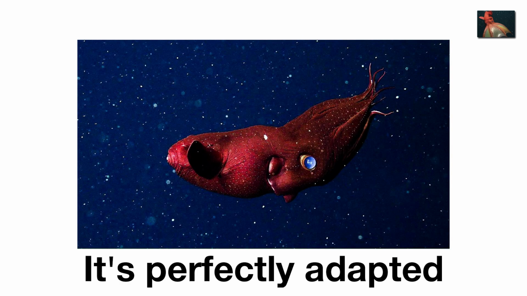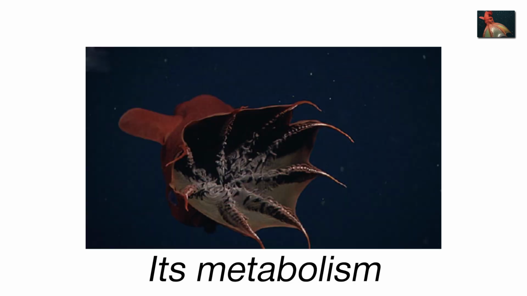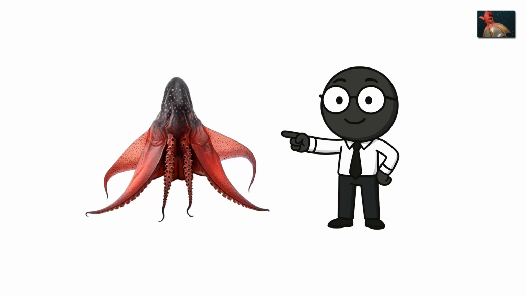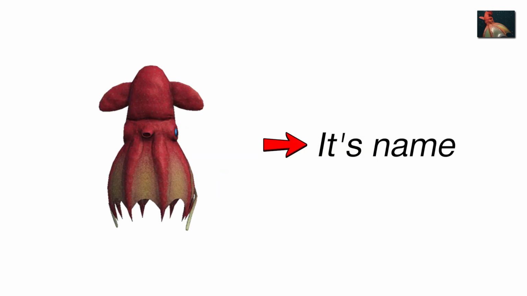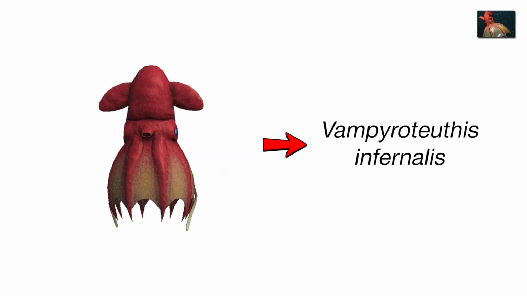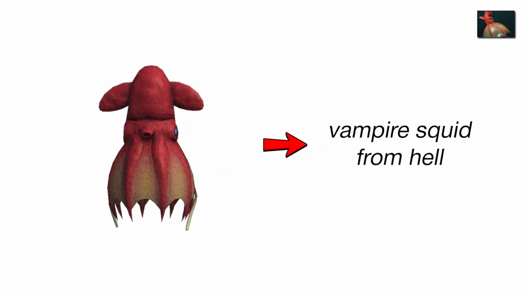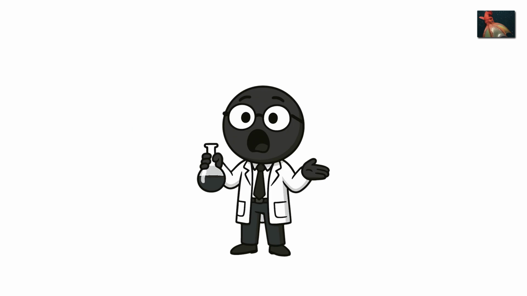It's perfectly adapted to low oxygen levels that would kill almost any other animal. Its metabolism is so slow it's basically a ghost. Its name, Vampirotuthis infernalis, means vampire squid from hell. Scientists weren't exaggerating.